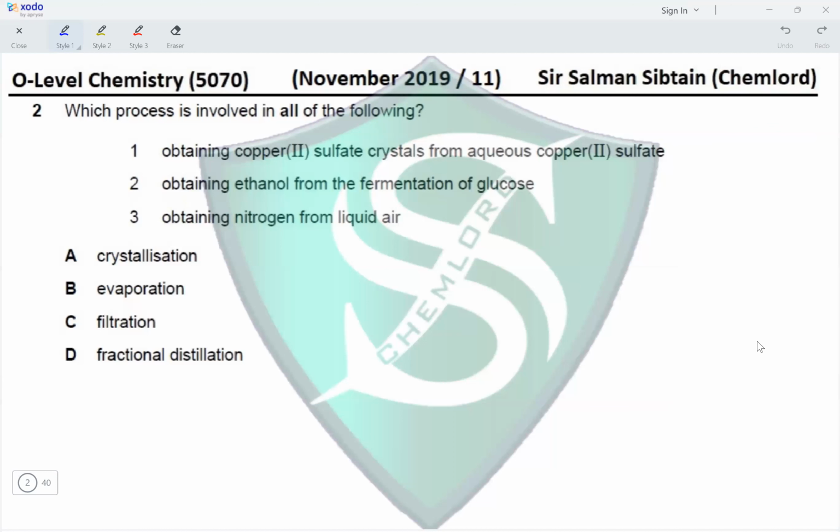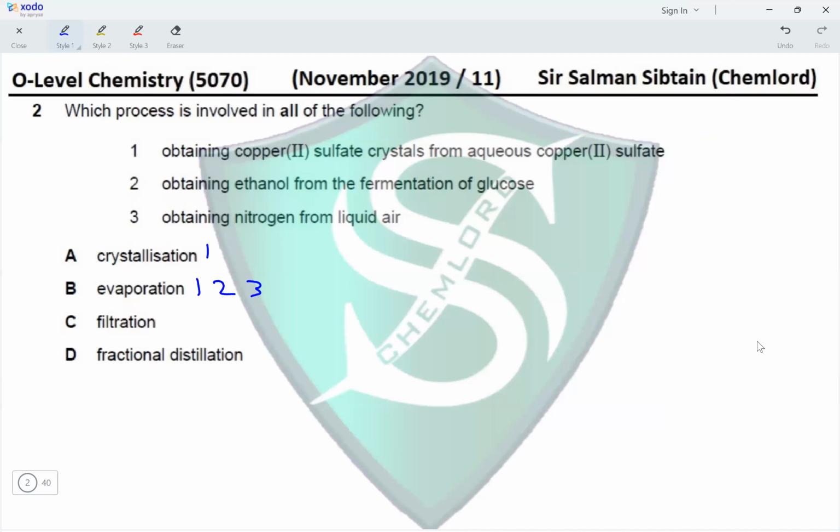And obtaining nitrogen from liquid air. So fractional distillation would take place in which different fractions would be collected at different temperatures. So they will have to be evaporated. So crystallization is required only in one. Evaporation is required in one, two, and three, all three of them, because in each of them we need to evaporate something in order to obtain it, either in the fractional distillation or in distillation or in crystallization, because in crystallization we evaporate away the water.